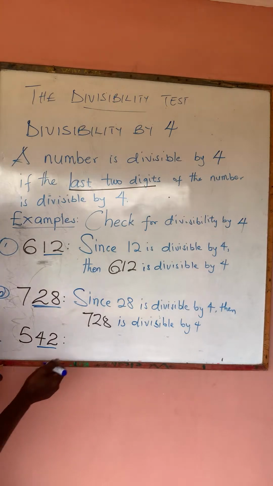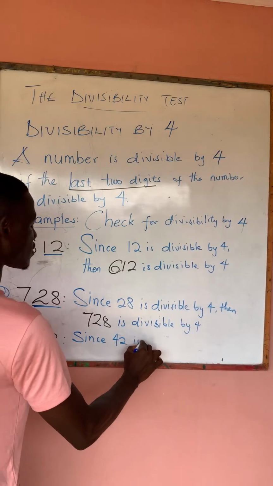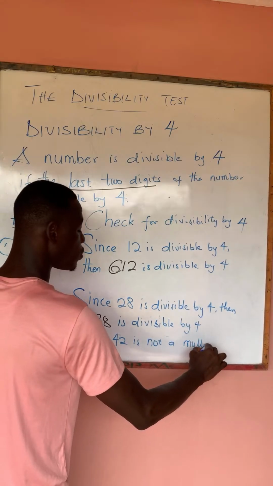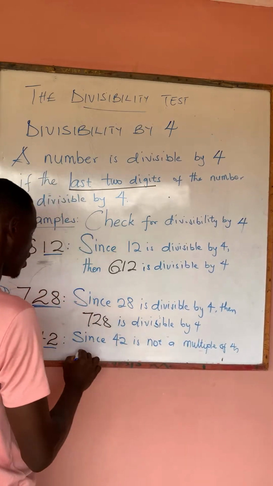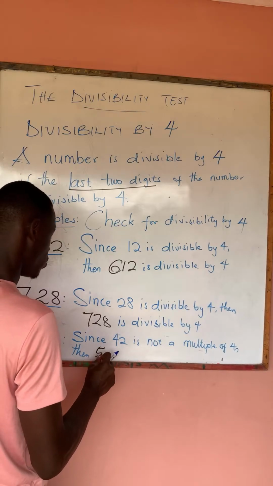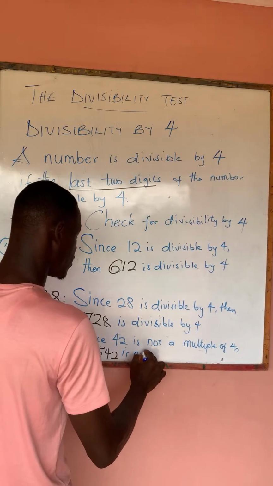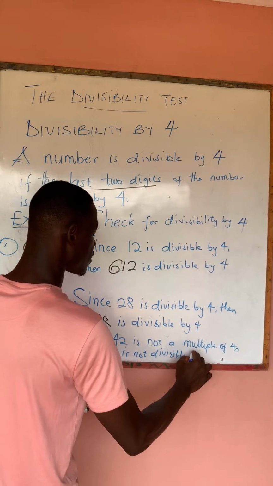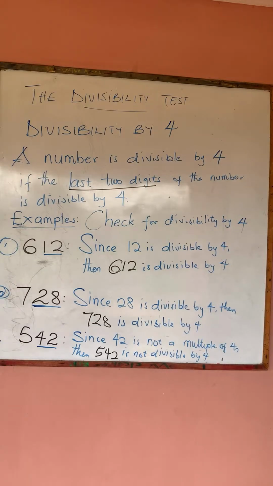So let's write our conclusion: that since 42 is not a multiple of 4, then 542 is not divisible by 4. So that we understand it.